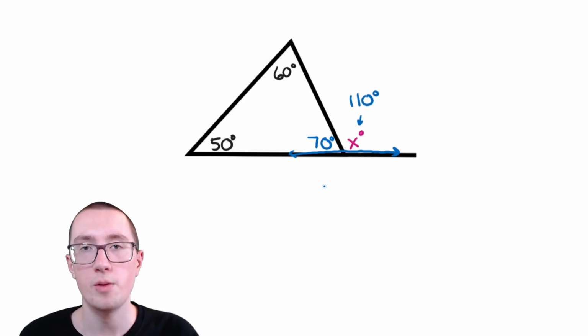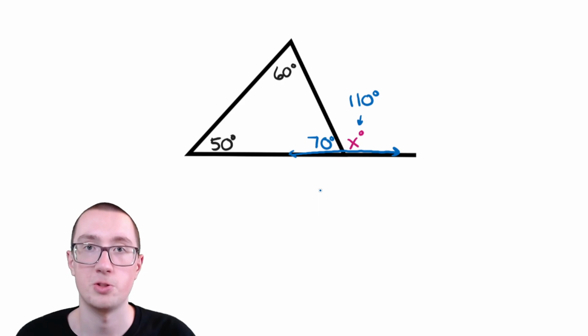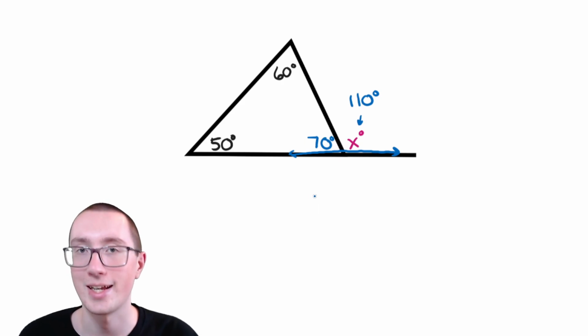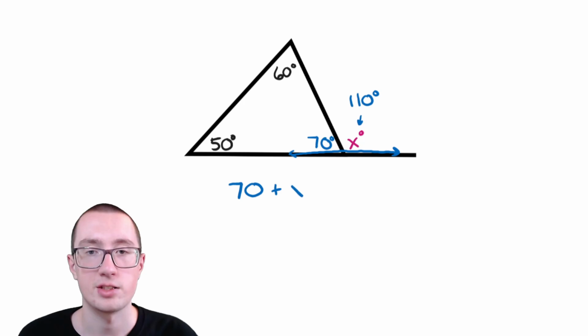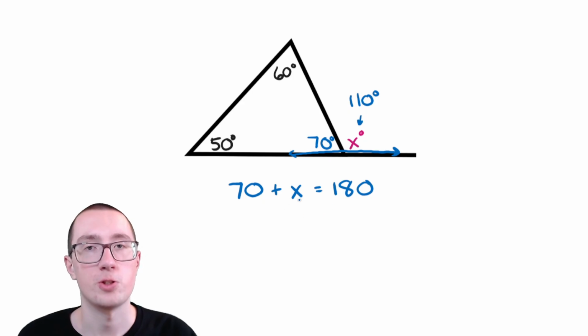Now, the slightly more complicated way to figure it out, but it's still important because we're going to have to do it in the next problem, is to write it as an algebra equation. So this angle right here is 70 degrees, and this angle right here is x. And when you add them together, we know that they have to make 180. And now we can just solve for x.